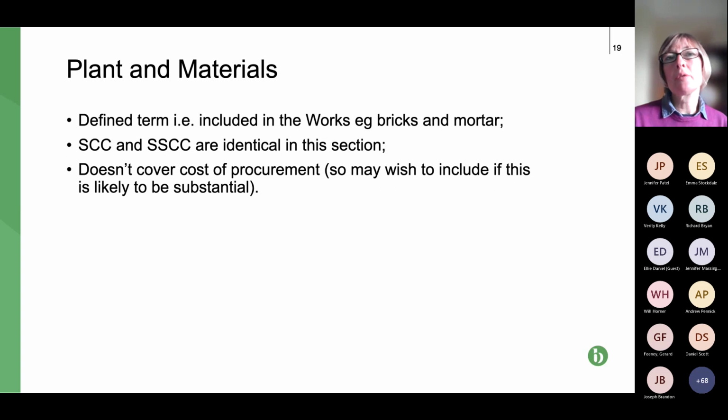One thing you need to note, so just a relatively small point, it doesn't cover the cost of procurement. So if you're going to have to go through a procurement exercise, you'll need to amend the contract with a Z clause or some extra contract data to make sure that cost of procurement's covered one way or another. So the next slide, please.